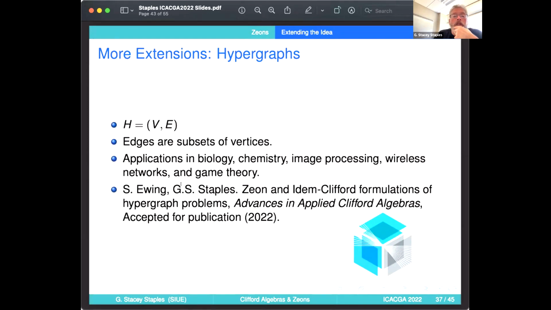Zeon and Eigenvalues formulations of hypergraph problems, where a lot of that stuff on problems with graphs, those results have now been generalized to hypergraphs, including random walks on hypergraphs. You can count paths on hypergraphs, counting paths and cycles in hypergraphs, and rephrasing or reformulating some open problems on hypergraphs in terms of the algebra. Because once you have some algebraic tools, you might actually have a chance at solving some things that have been open for a while.